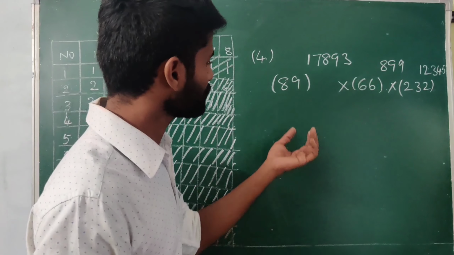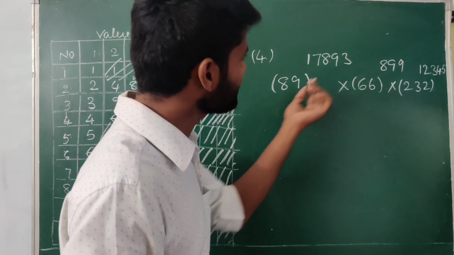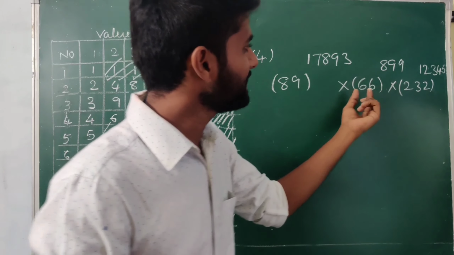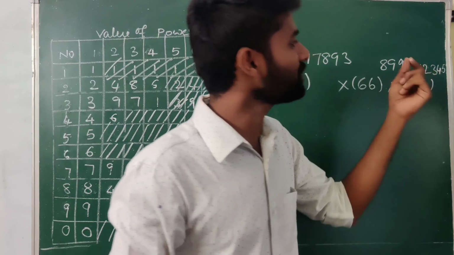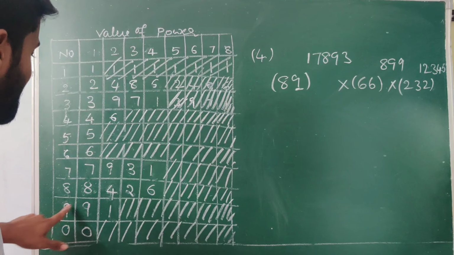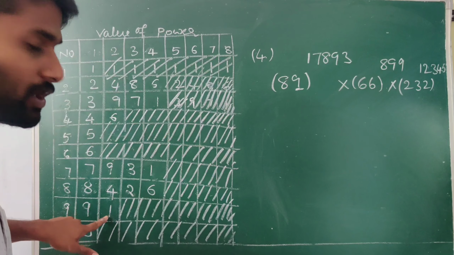Next, one more question. 89 power 17,893, 66 power 899, and 232 power 12,345. Find the units place. Then see, we know that 9 has only 2 repeated values. So the repeated values are: 9 power odd is 9, and 9 power even is equal to 1.